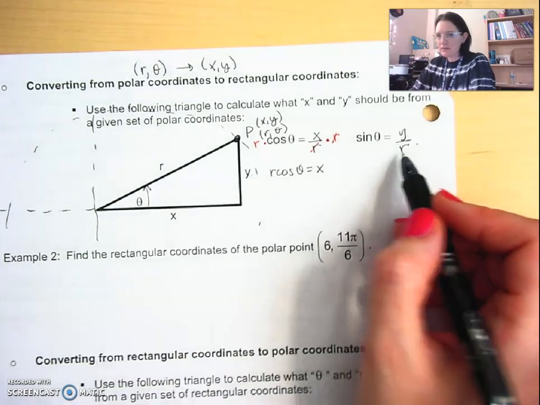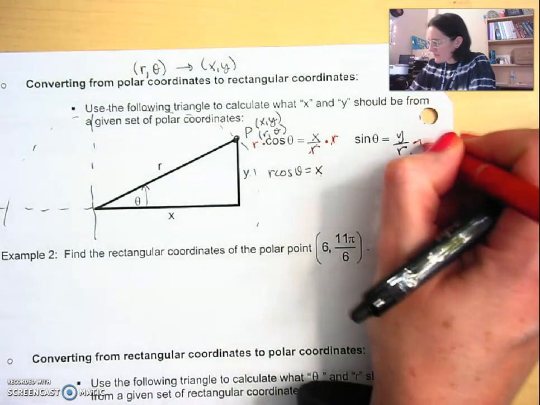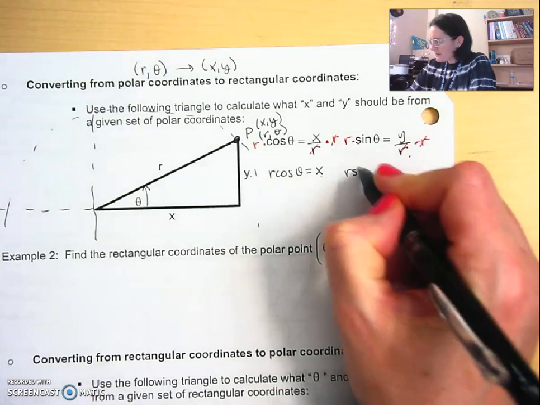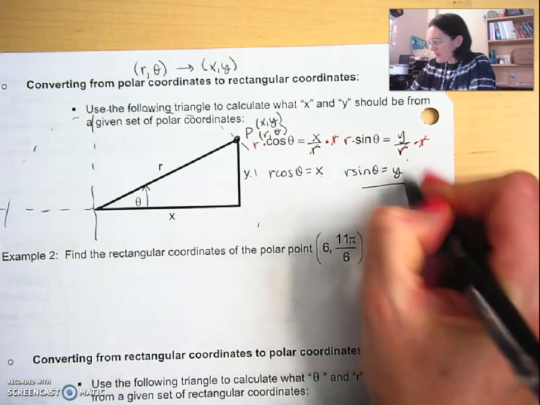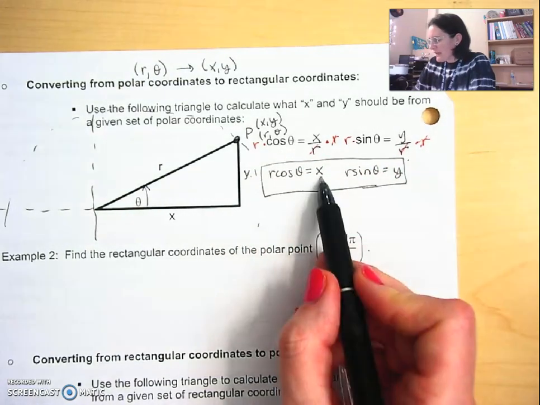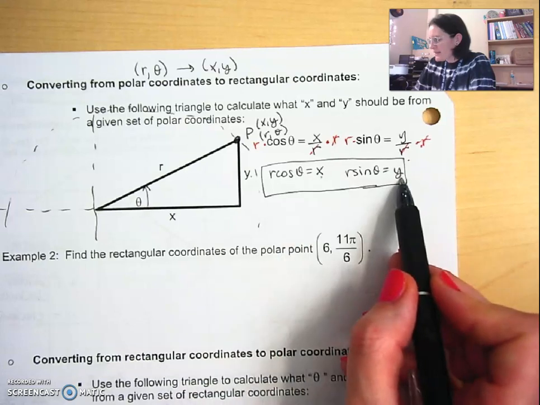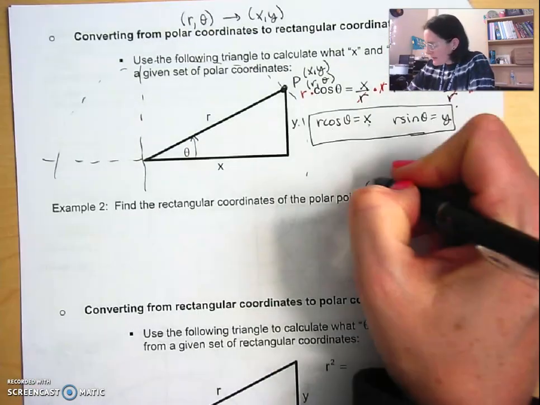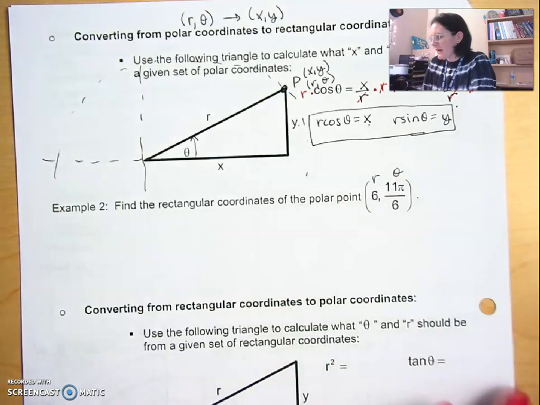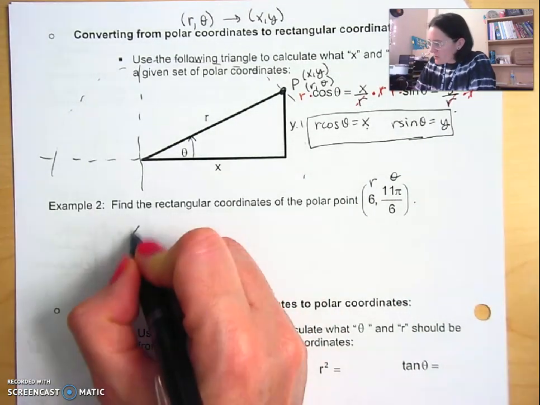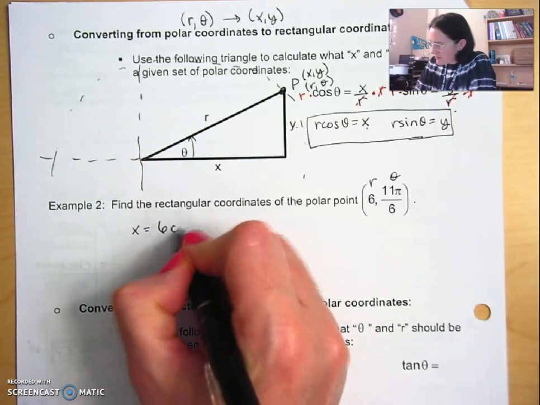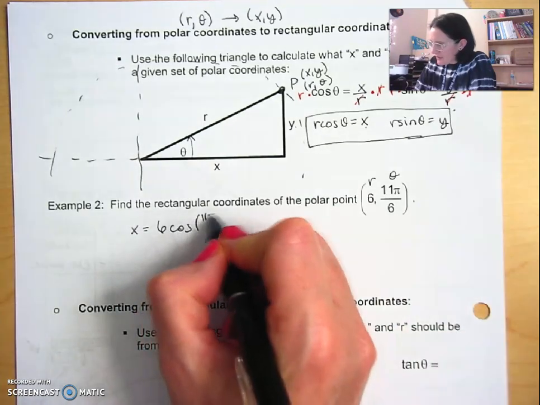Same thing with the sine function. Multiply both sides by r. These cancel, and I'm left with r sine theta equals y. So now I can figure out what x is, and I can figure out what y is as long as I already have r and theta, and I just plug them in. And that's what we're going to do in this example here. I have my radius 6 and my theta 11 pi over 6. So to figure out my x coordinate, I'm just going to plug in 6 for r and 11 pi over 6 for theta.